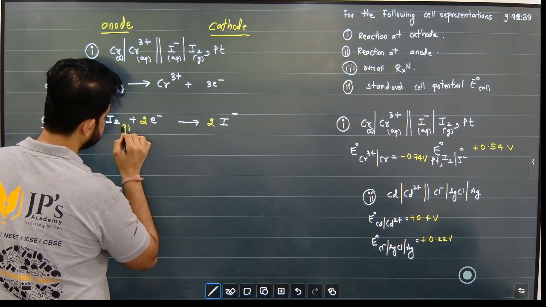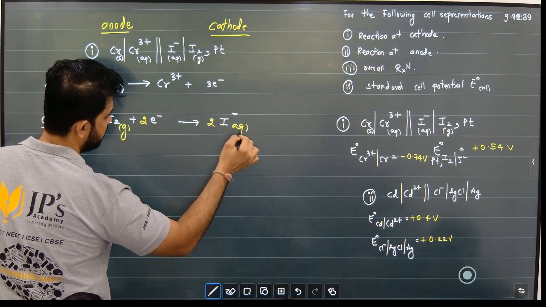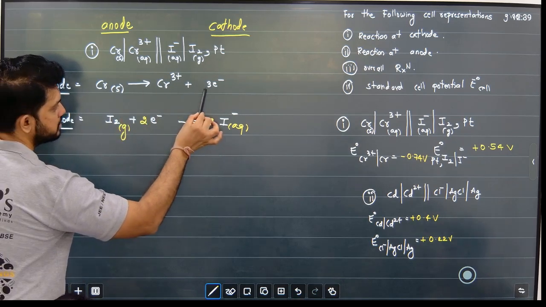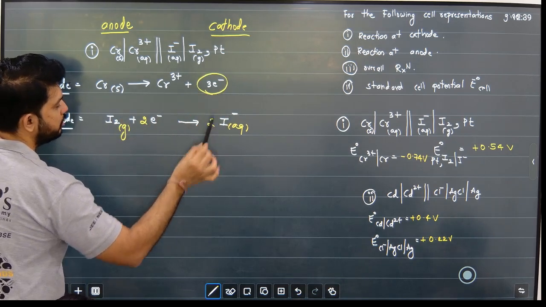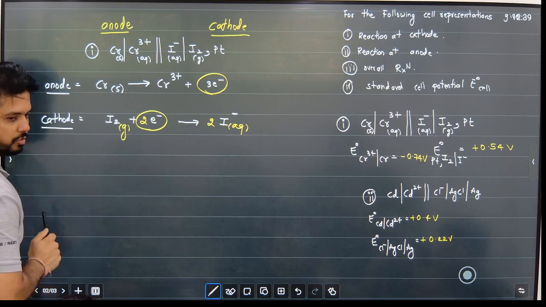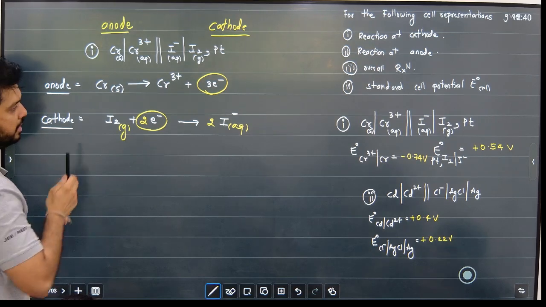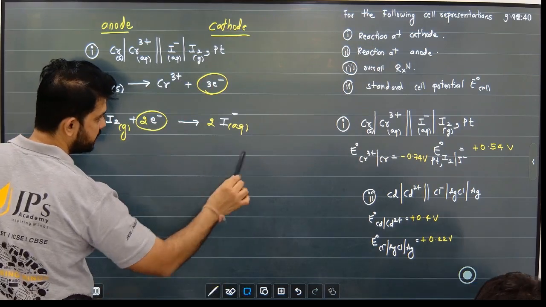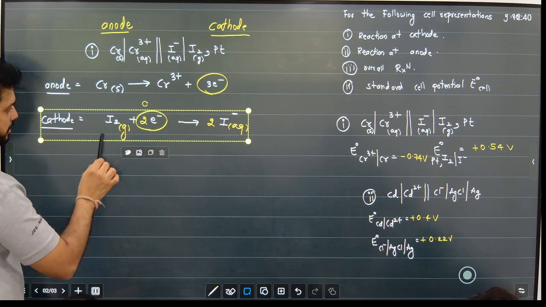Now, please observe this. How many electrons were lost at the anode? How many were gained at the cathode? 2. So we need to balance this. Electrons lost should be equal to the electrons gained. तो कैसे करेंगे यहाँ पे? How will you balance this out, people?